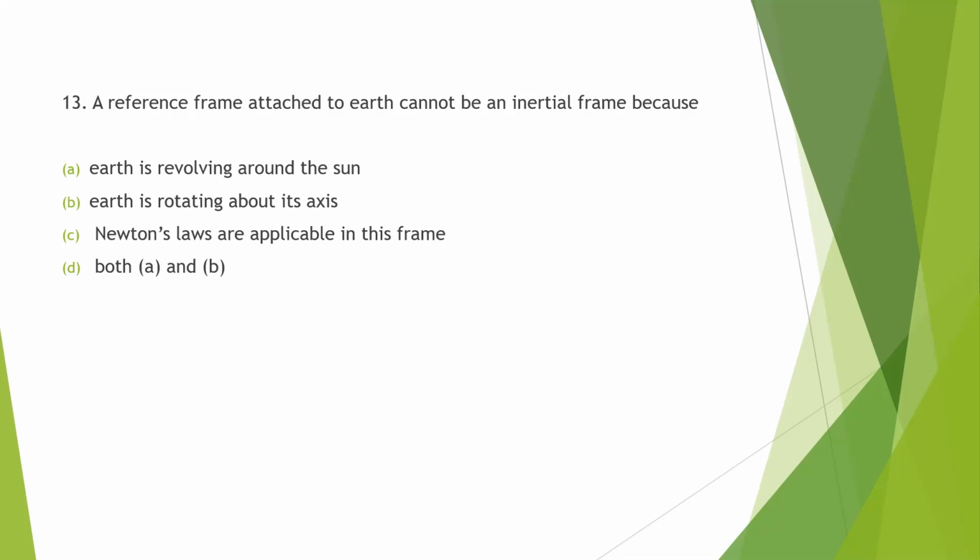That is, Earth is revolving around the sun. This is true. And Newton's laws are also applicable in this frame. Therefore, a reference frame attached to Earth cannot be an inertial frame, right? It cannot be an inertial frame because of these two reasons. So two reasons are right, that is A and C. Therefore, option D is correct. That is, Earth is revolving around the sun as well as Newton's laws are applicable in this frame.